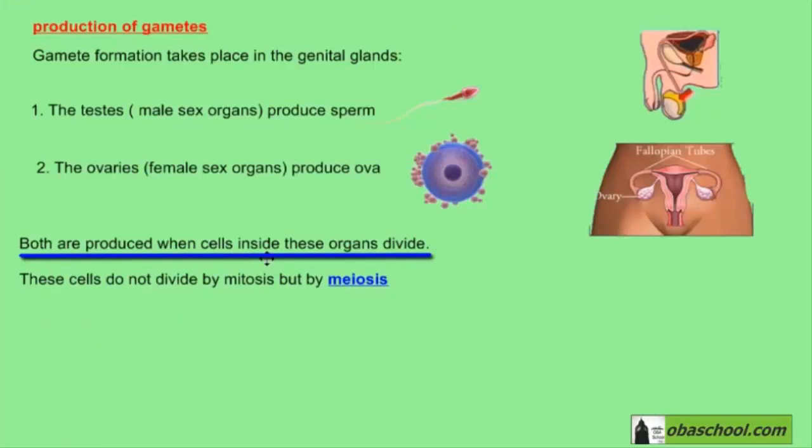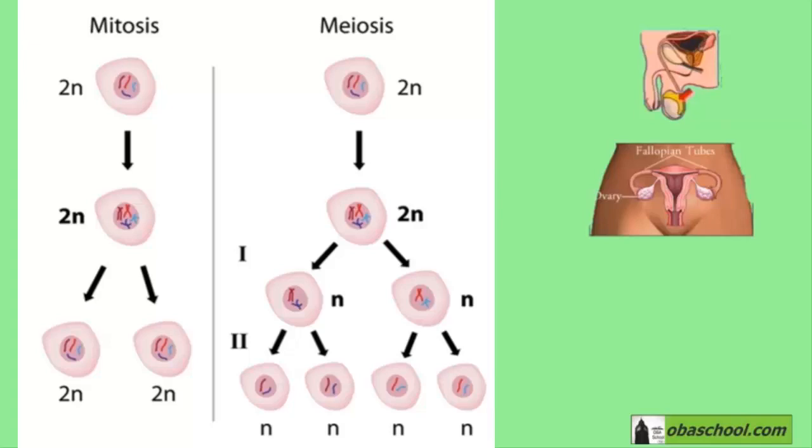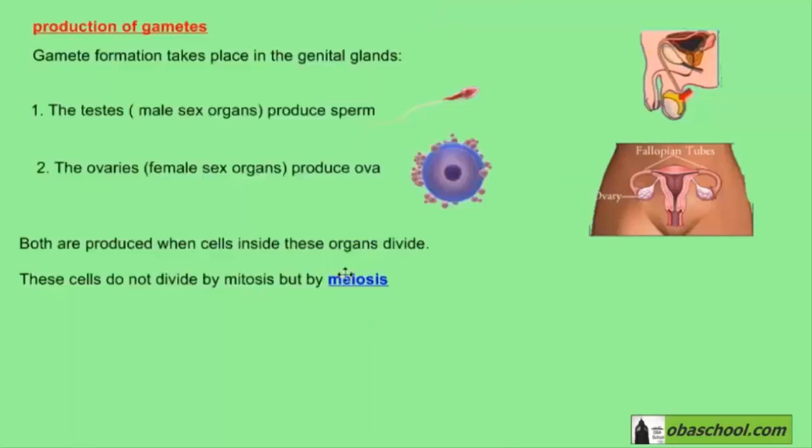Both sperm cells and ova are produced when cells inside these organs, the ovaries and the testes, divide. These cells do not divide by mitosis but by meiosis. So the production of sperm and ova happens inside the testes and the ovaries, and this happens by division of the cells that are found inside the genital glands. This division is not by mitosis, this division is by meiosis, which we will talk about later. Mitosis, as we said, happens in asexual reproduction.